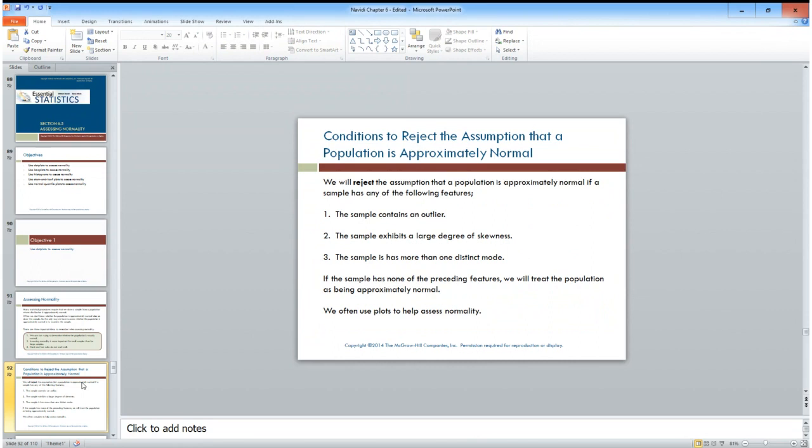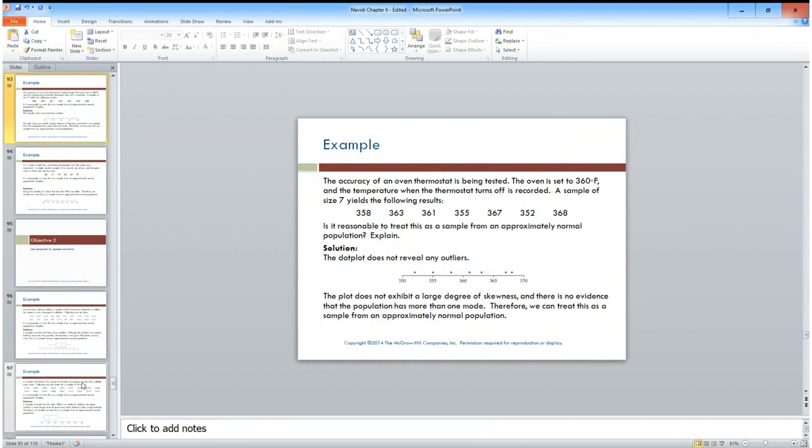All right, so we're going to reject normality if we've got one of three things: an outlier, a large degree of skewness, in other words, a tail and no head, or the sample has more than one distinct mode. If you've got one of those, then we're going to reject normality. But if all three of those are taken care of, then we've got normality.